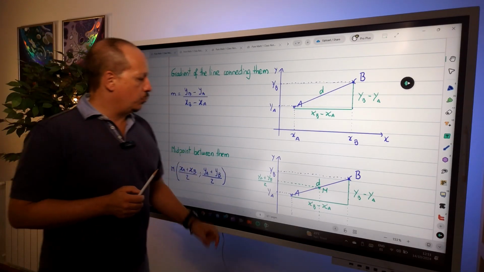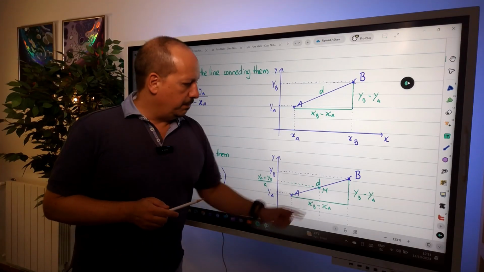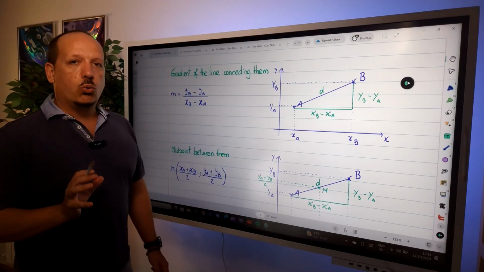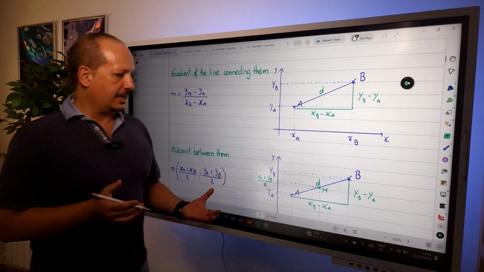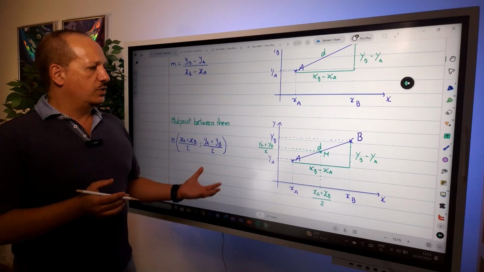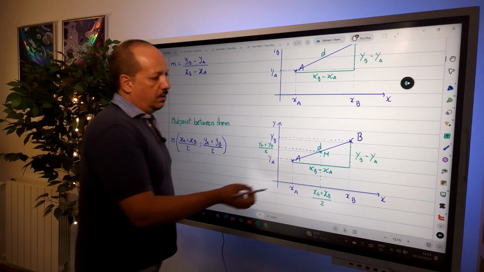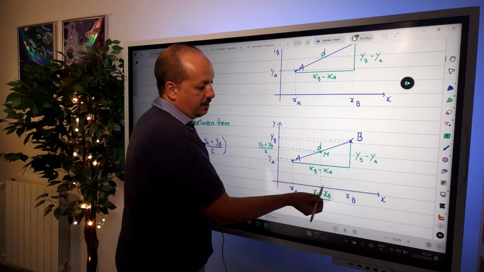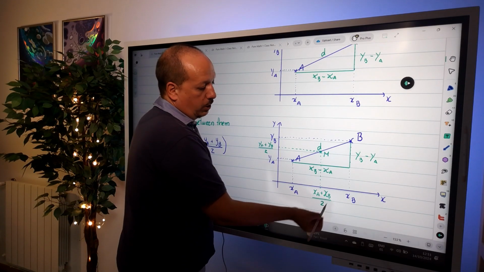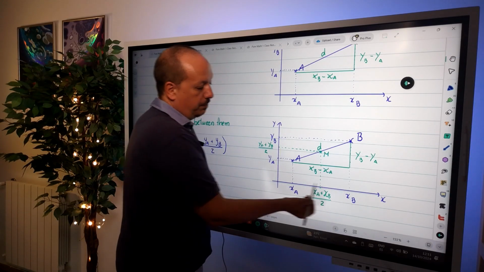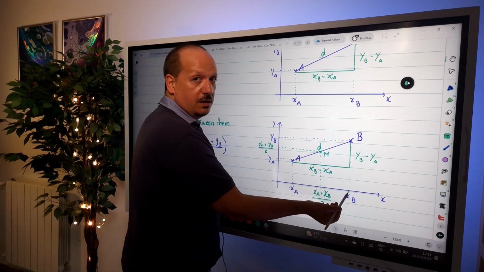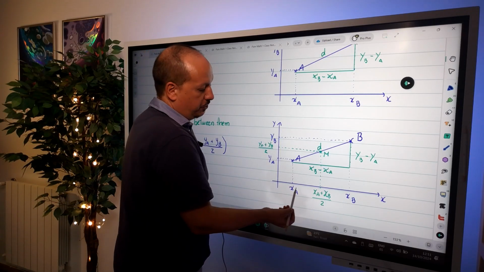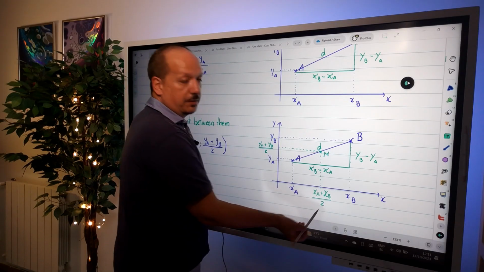Another thing, midpoint between the 2 points. The midpoint is this point over here. So if you want the coordinates of that point, how would you get them? It's almost obvious as well. The x coordinate of that point is going to be the midpoint between xa and xb. How do you get the midpoint of these values? Just add these 2 values together and divide by 2.